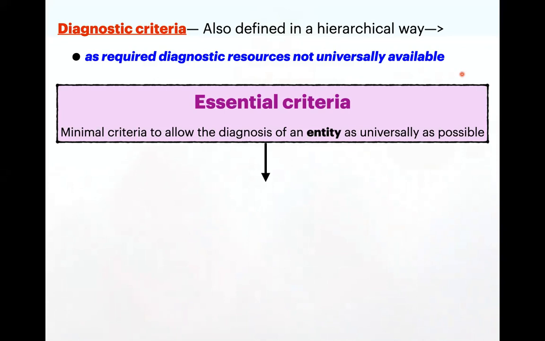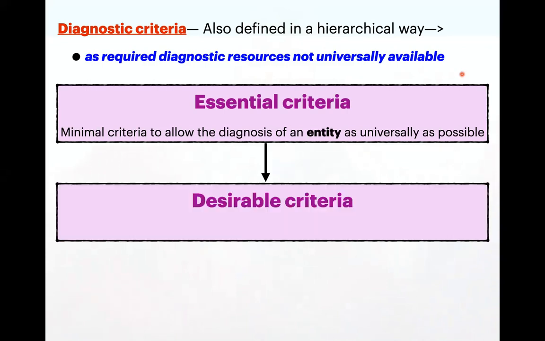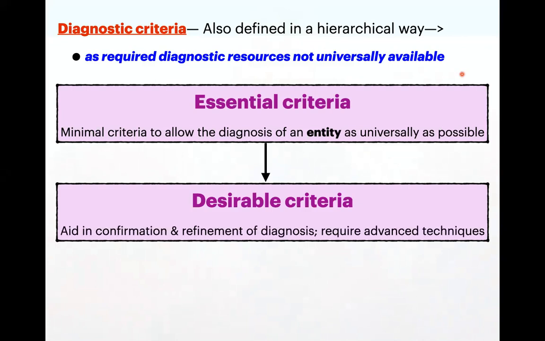The other category is the desirable criteria. Desirable criteria are the criteria which are not required for the diagnosis, but once the condition is diagnosed, they aid in confirmation as well as refinement of the diagnosis. And usually they require advanced techniques. That's why they call them desirable, because many times you require a mutation or something for targeted therapy and all. So in all these cases, they are desirable but not essential for the diagnosis. So they are included as desirable criteria.